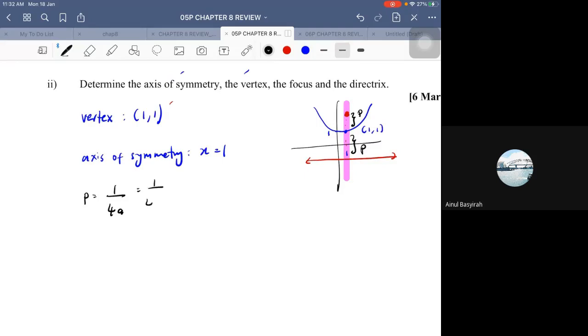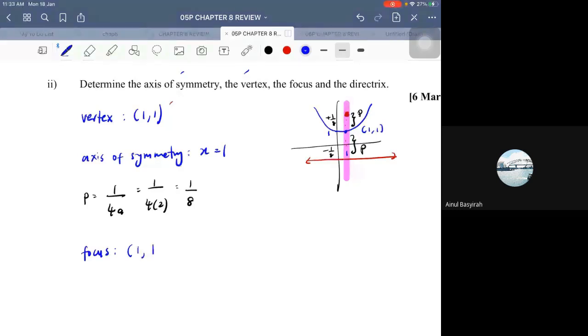So my p value adalah 1/8. So jarak dia 1/8. So kalau dia kat atas, kita tambah 1/8. So kalau dia kat bawah, so kita tolak dia dengan 1/8. Okay, knowing all those information, so kita akan cari focus. So x dia, koordinat dia still sama. So dia akan still jadi 1. But koordinat y dia akan berubah. So dia naik, fokus tu dekat atas kita punya vertex.